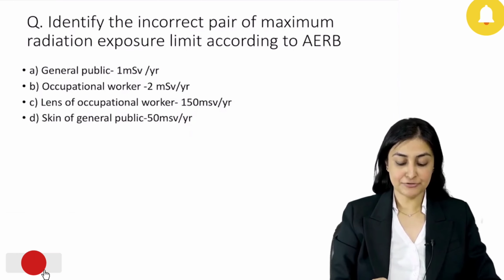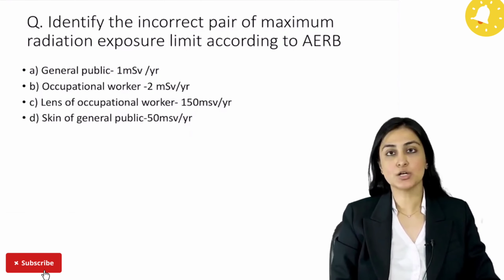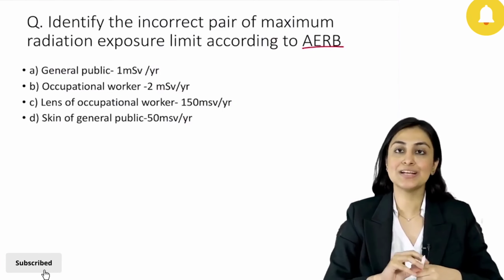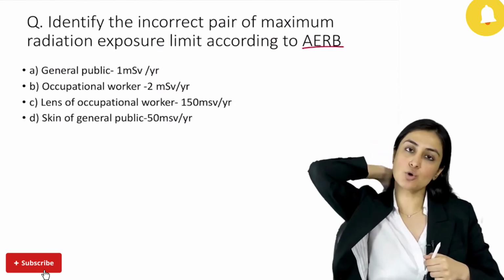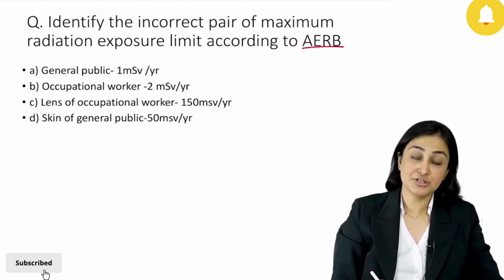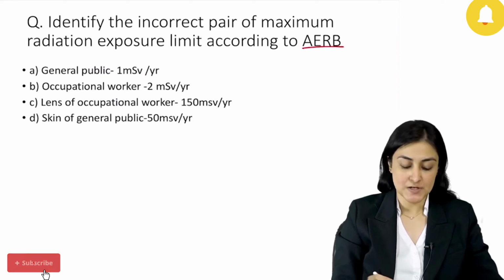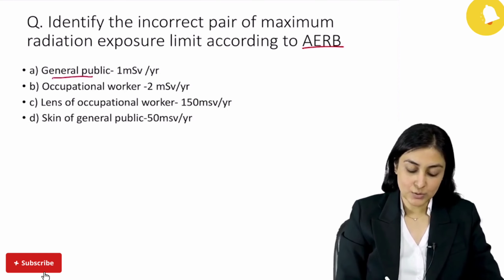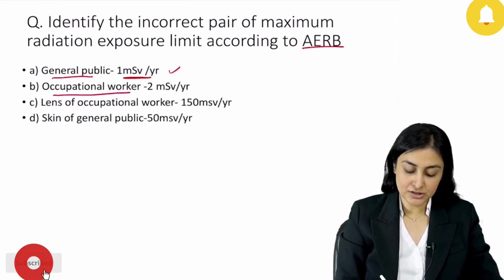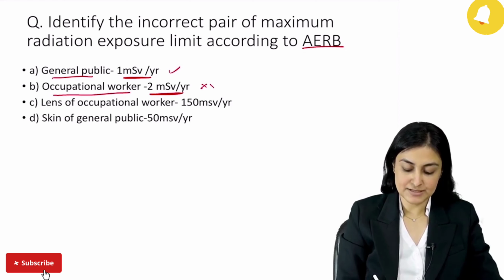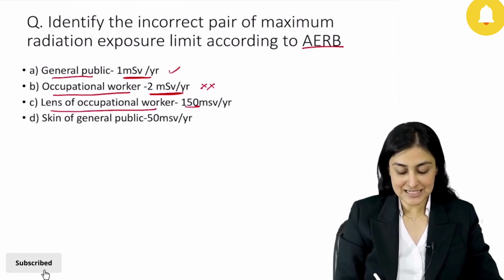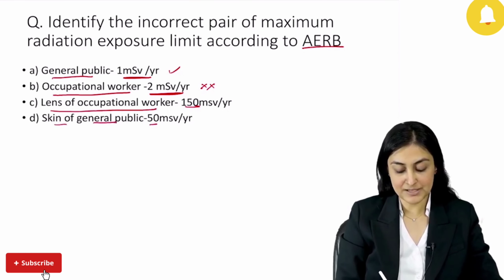Identify the incorrect pair of maximum radiation exposure limit according to AERB guidelines. So AERB is the Atomic Energy Regulatory Board of our country, which regulates all of these timelines, all of these definitions of what are the various cutoffs. So here, general public 1 millisievert per year, this is true. Occupational worker 2 millisievert per year, this is definitely wrong. Lens of occupational worker is 150, skin of general public is 50.